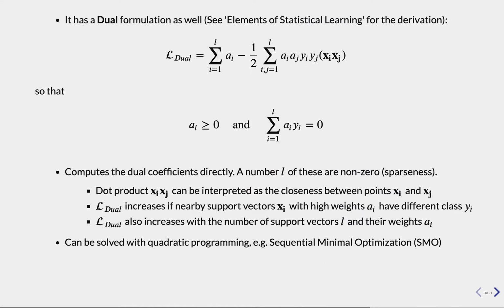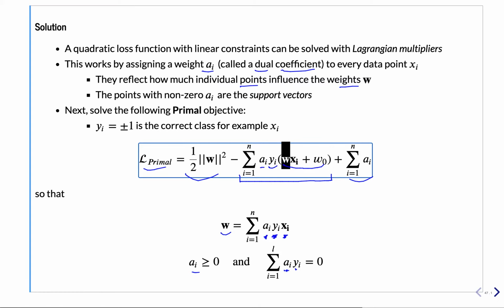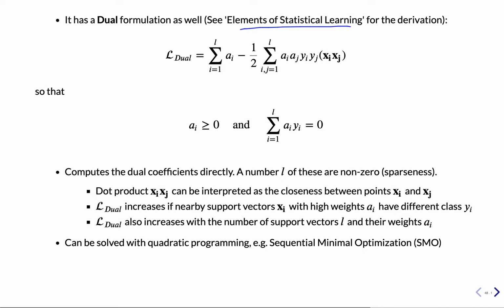There's also a dual objective. The derivation of this can be found in the Elements of Statistical Learning or in many machine learning courses. We won't go into how this is derived, but the basic idea is that while this is a solution in the space of the weights, this is a solution in this space of the dual coefficients. So there's no weights here anymore. This is solved entirely in the space of the dual coefficients. So that's why it's called a dual solution.